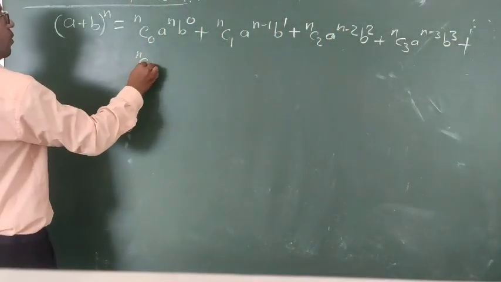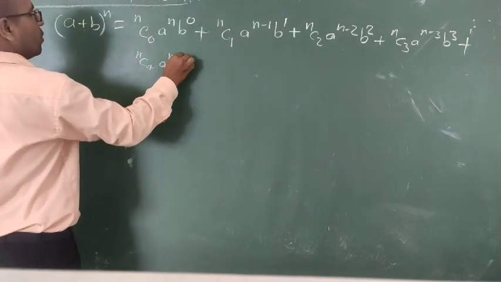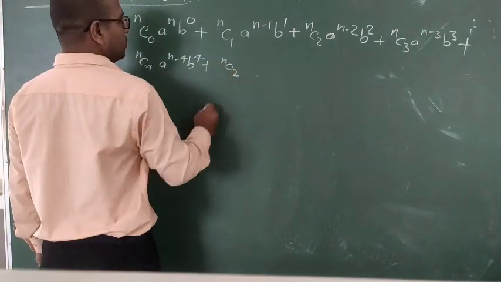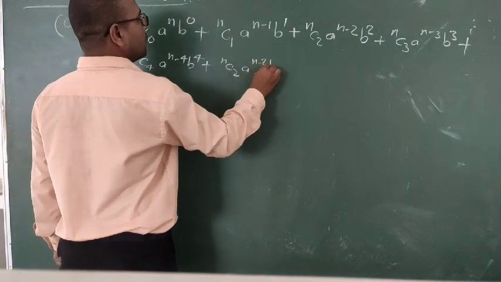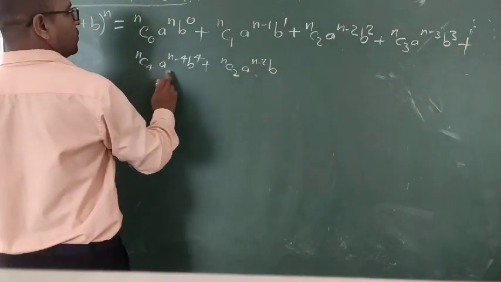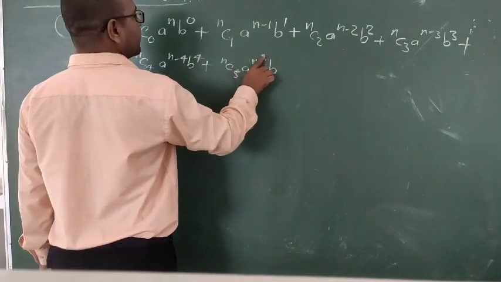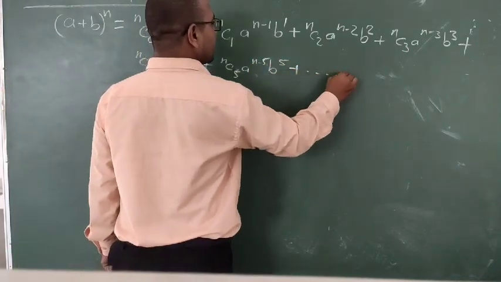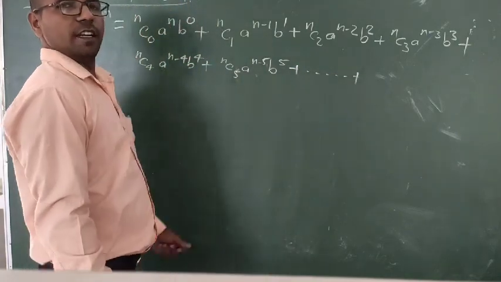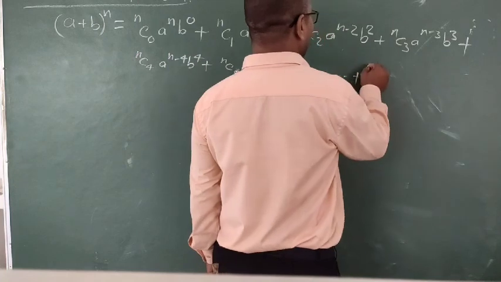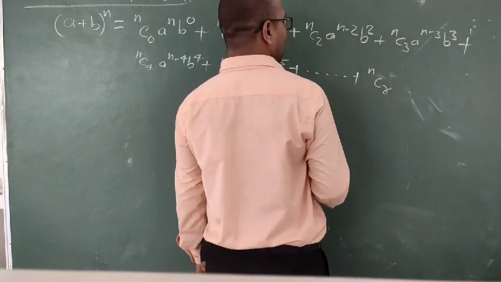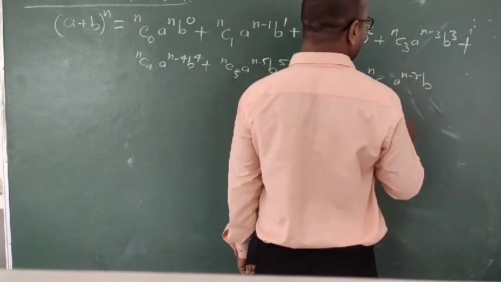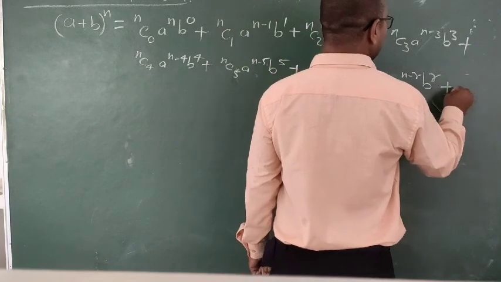Plus nC4, a to the power n minus 4, b to the power 4. Plus nC5 you will get here, a to the power n minus 5, b to the power 5. Plus, in the same way, students, you can expand it here. Many terms are in between. So suppose we have reached up to nCr. So how much do you get here? a to the power n minus r, b to the power r.